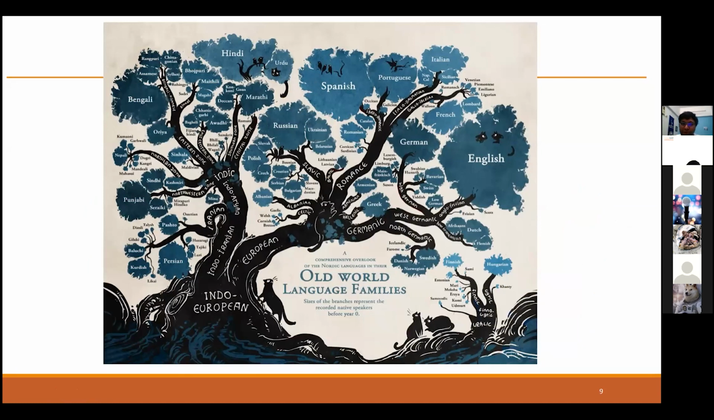Now, just to give you an idea, this kind of tree gives you how the Indo-European group of languages spread across the world. So you have two major families, which is the Indo-Iranian on the left and the European on the right. And the European speakers are a combination of your Spanish family, Germanic, English, Russian.